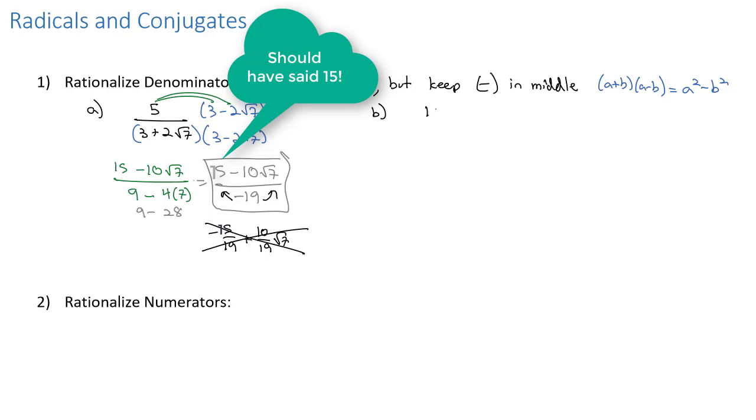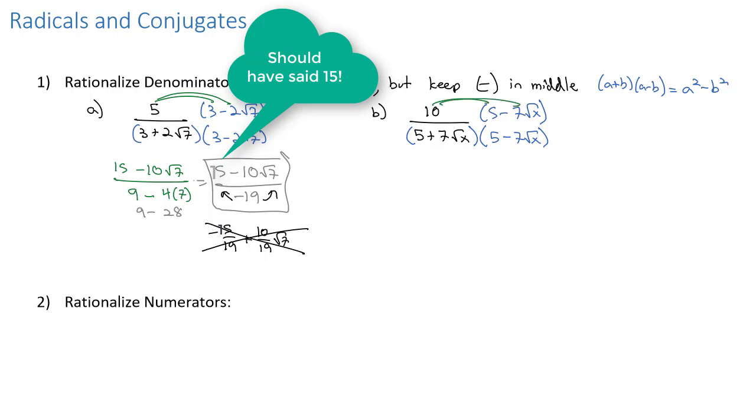Let's do one more example of rationalizing the denominator. Let's try 10 over 5 plus 7 root x. Again, if we want to get rid of the radical in the denominator, if we want to rationalize the denominator, we'll multiply top and bottom by the conjugate, which is 5 minus 7 root x. Top and bottom.